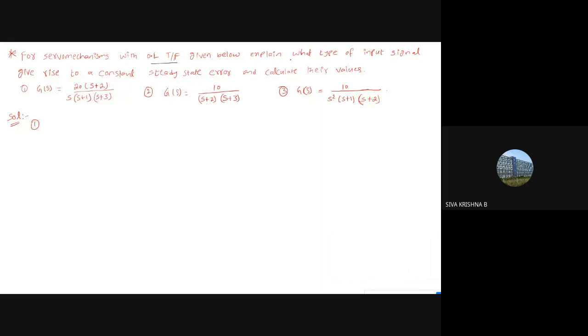They are asking to explain what type of input signal gives rise to a constant steady state error. They are asking for which type of input signal you are applying. So there are 3 questions they have given there. We will go with the first question and calculate their values also. It means for which type of input, if we apply to a particular question, for that input we need to get a constant steady state error.